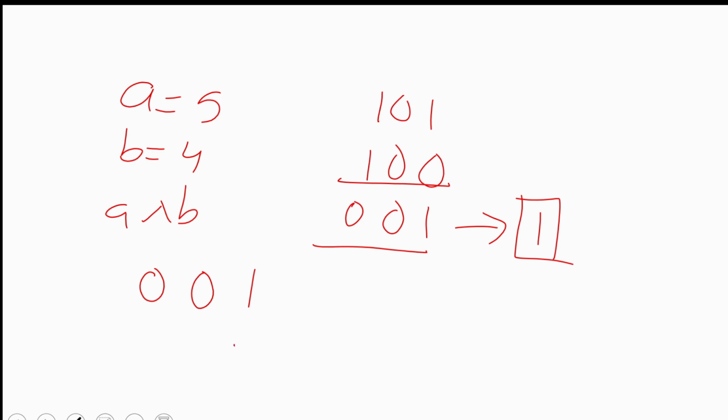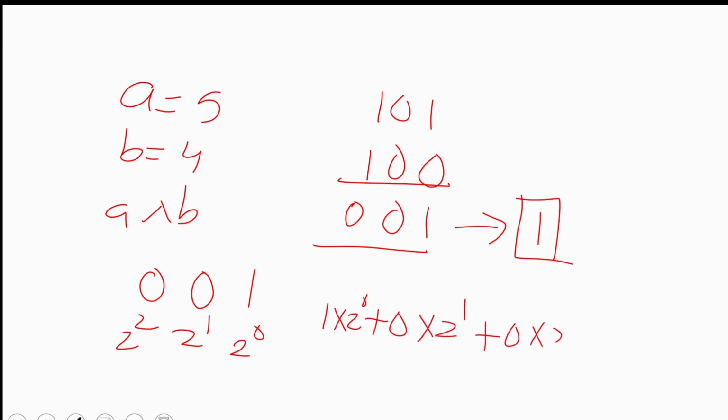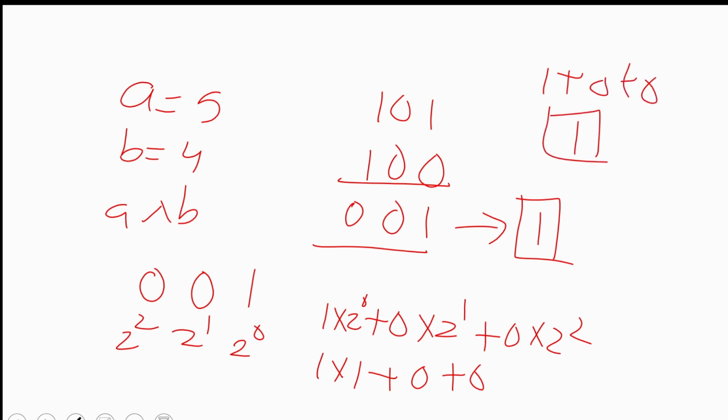So you need to take the weights 2 to the power 0, 2 to the power 1 and 2 to the power 2. So which is nothing but 1 into 2 to the power 0 plus 0 into 2 to the power 1 plus 0 into 2 to the power 2. So 1 into 2 to the power 0 means what? Anything power 0 is 1. So 1 into 1, 0 multiplied with anything will be 0. So 1 into 1 means 1. 1 plus 0, you will get finally 1. So this is the way the exclusive OR will work.